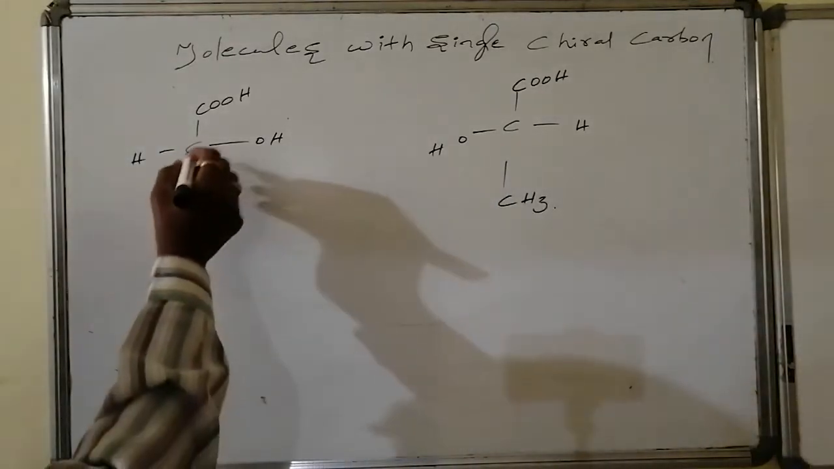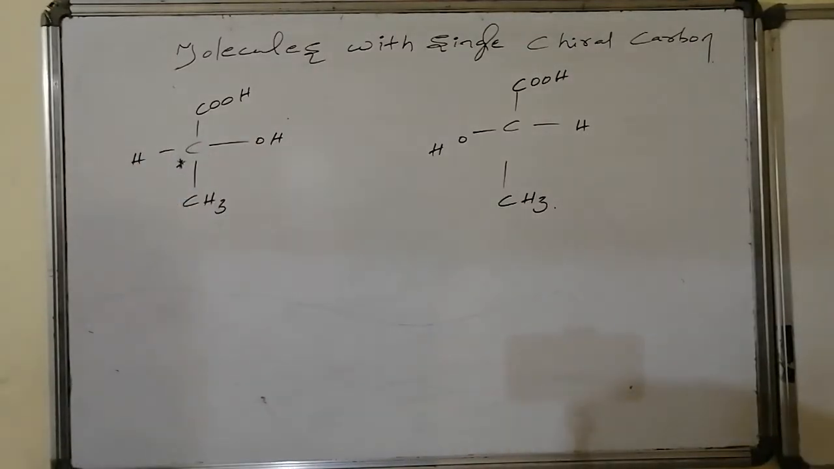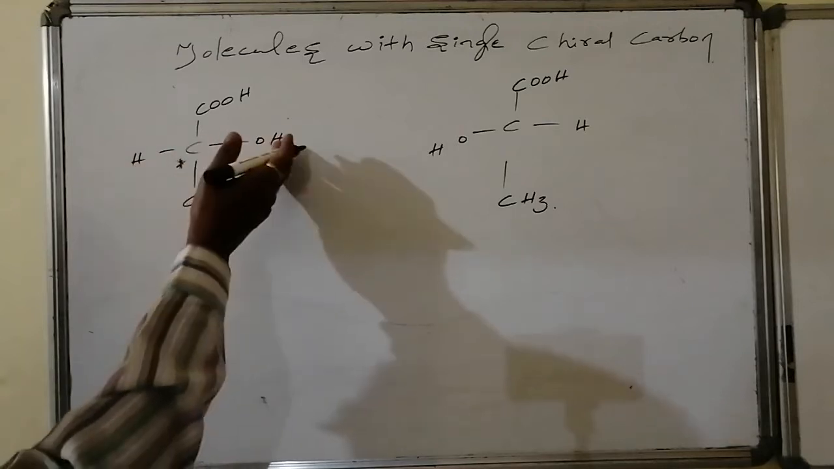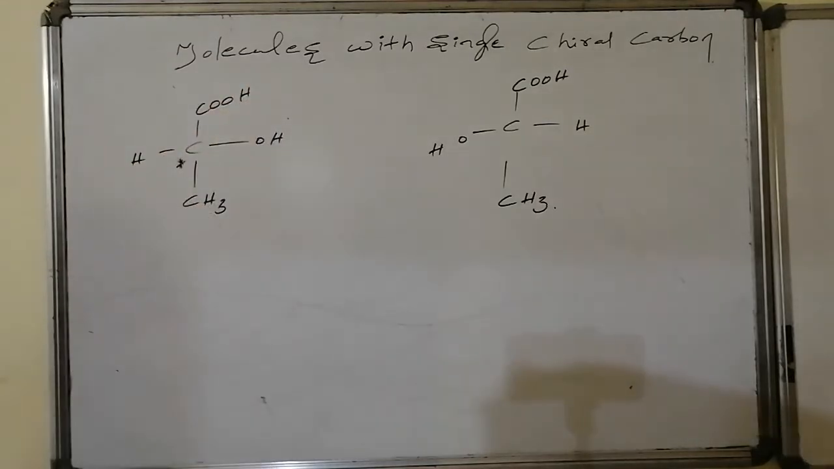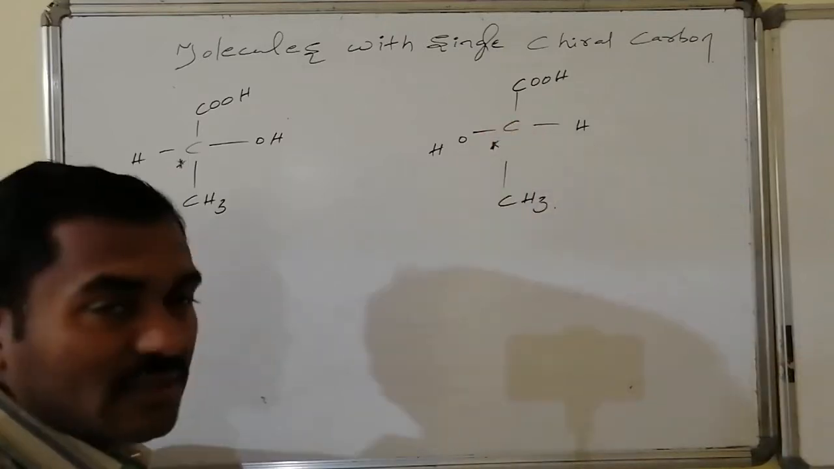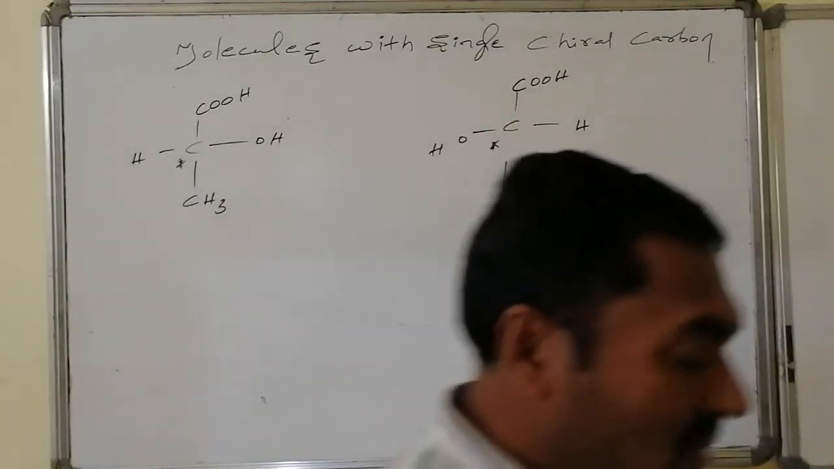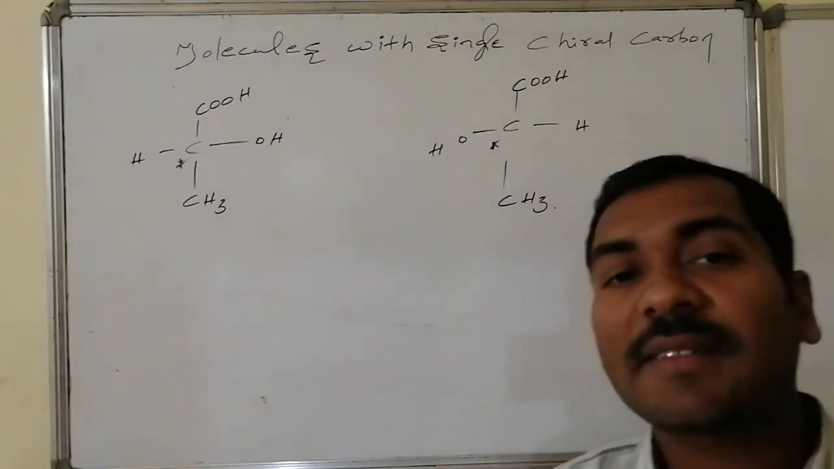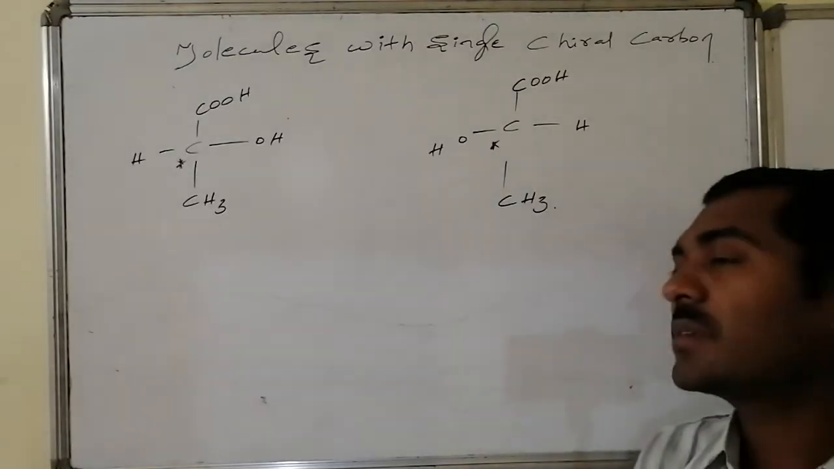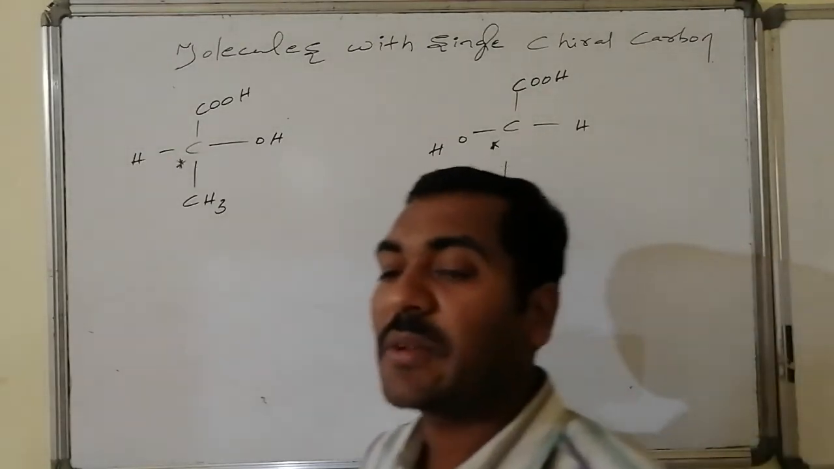2-hydroxypropanoic acid is having one chiral carbon. If you look at the Fischer presentation, this carbon is connected with four different groups. This is H, this is OH, acid, followed by the methyl as the groups connected with the carbon. Here also the same groups are there. Connectivity remains the same. Hence, compounds with the same molecular formula and the same connectivities but differing in orientation are said to be stereoisomers.